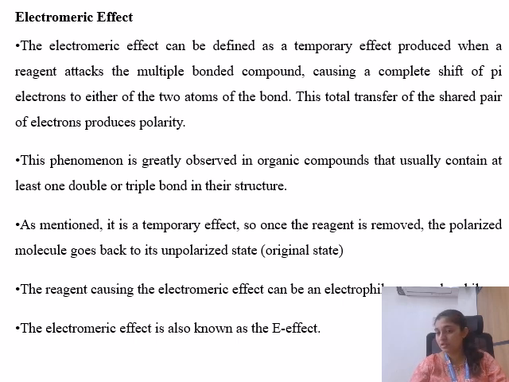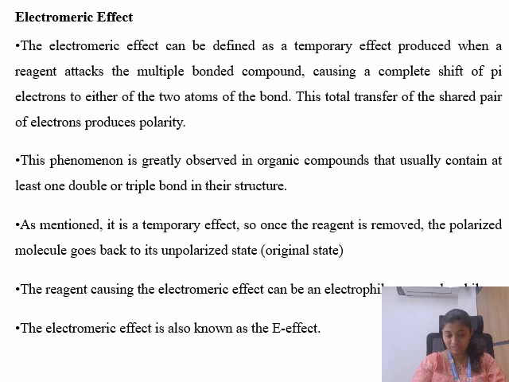When the reagent is not there, you cannot find the electromeric effect, or you can say the partial negative charge and partial positive charge cannot be found. So here it can be the temporary effect produced when the reagent attacks the multiple bonded compound, causing the complete shift of the pi electron to either of the two atoms of the bond.